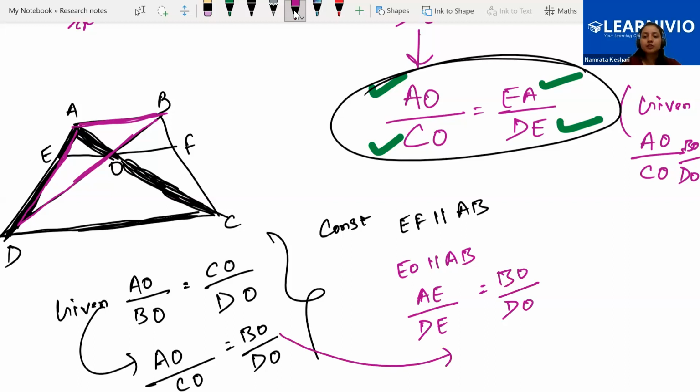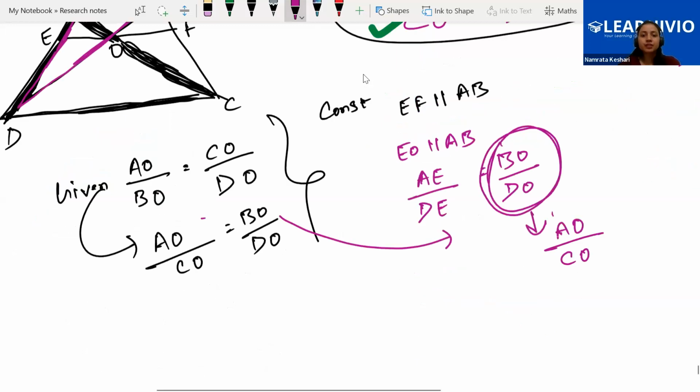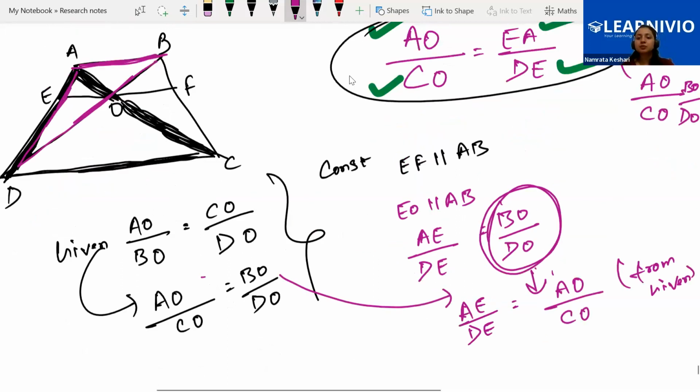BO by DO means what? AO by CO, yes or no? At the place of BO by DO, can we use AO by CO, yes or no? Can we use it from the given part? Okay. Now focus. This is nothing but just the converse of basic proportionality theorem. AE by DE equals AO by CO.